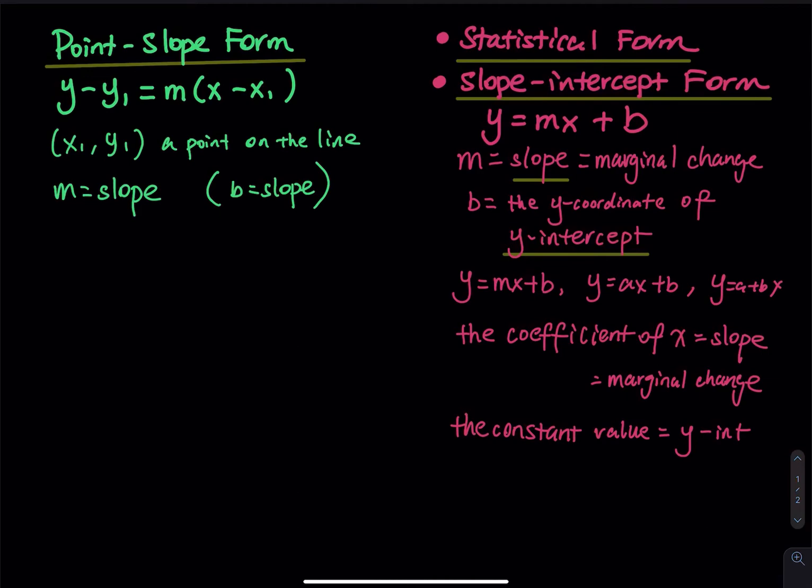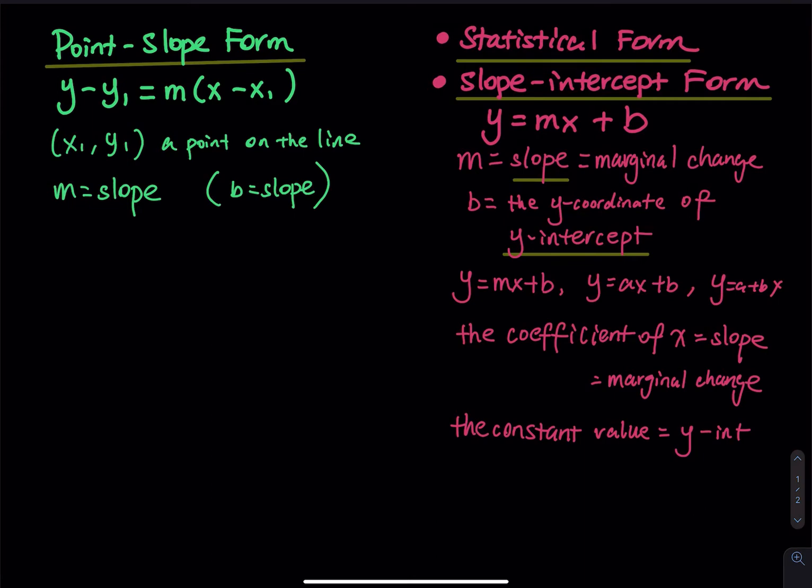In this video, we are going to talk about Point-Slope Form, Standard Form, and Slope-Intercept Form. Let's start on the right, start on the red. So Standard Form and Slope-Intercept Form, they are exactly the same. Some textbooks use Standard Form. Some textbooks use Slope-Intercept Form.